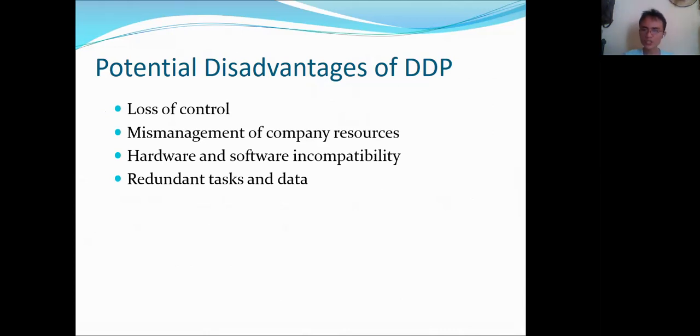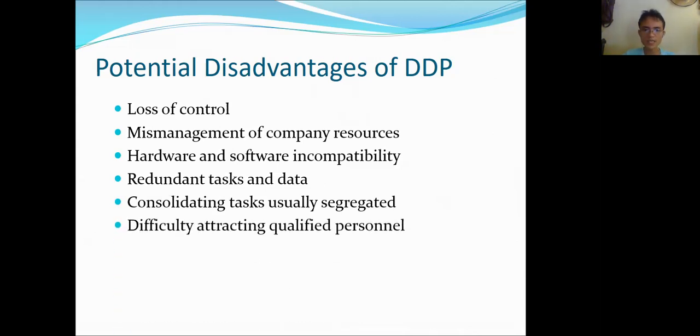if not managed properly and diagnosed properly prior to DDP. Redundant tasks and data could also happen. And as much as I've said that we can eliminate them, it's also possible at the onset because there are many IPUs. Consolidating tasks usually segregated is also difficult because there are many of them. So in terms of grouping the information, it would be challenging since again it is already segregated.